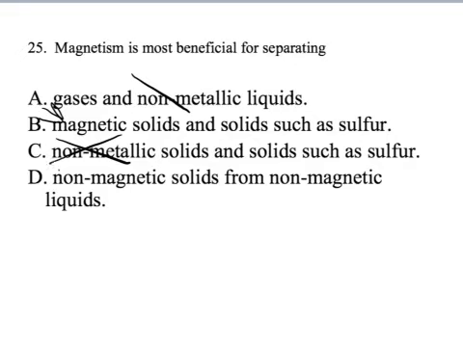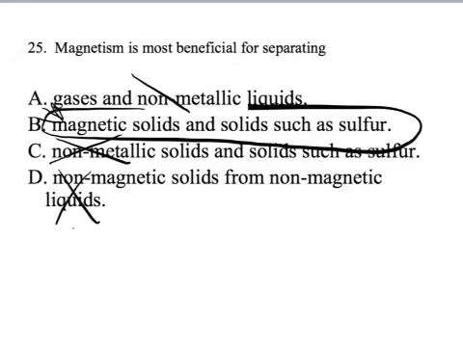D, non-magnetic solids from non-magnetic. Why would you do that? Magnetism is about having magnetic properties. Why would you even use a magnet with something that was non-magnetic? To test it, yes. But the best answer here, beneficial for separating, would be magnetic solids with solids such as sulfur, because sulfur is non-magnetic. Okay, so it would let me separate the two things out.